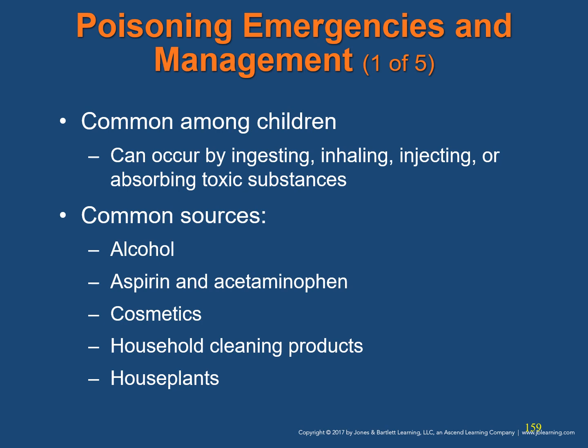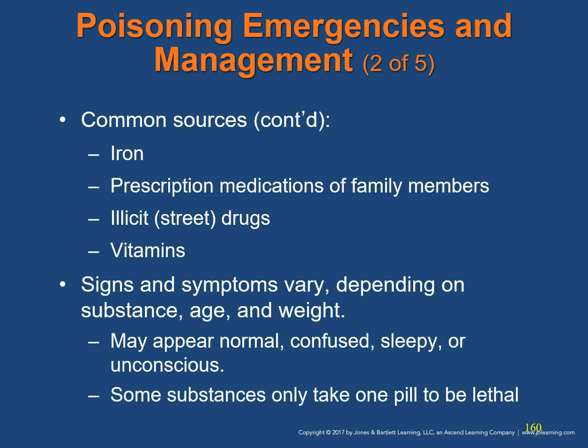Poisoning emergencies and management. Poisoning is common among children and can occur by ingesting, inhaling, injecting, or absorbing a toxic substance. Common sources of poisoning in children are alcohol, aspirin, acetaminophen, cosmetics, household cleaning products such as bleach or furniture polish, houseplants, iron, prescription medications, illicit drugs, and vitamins.